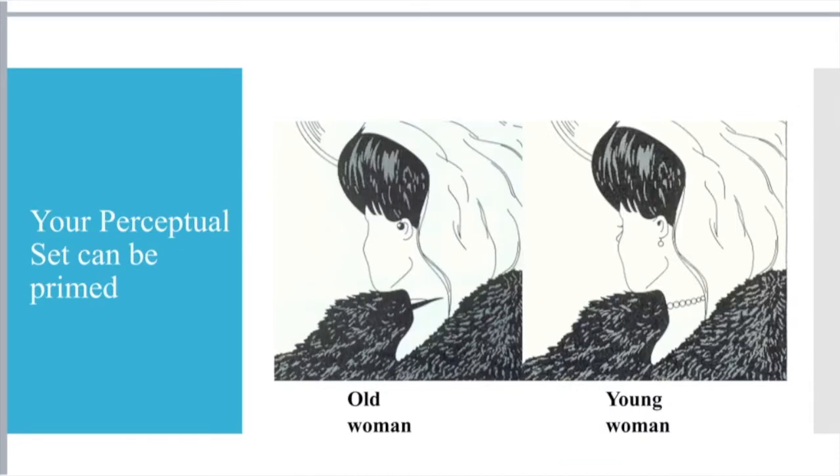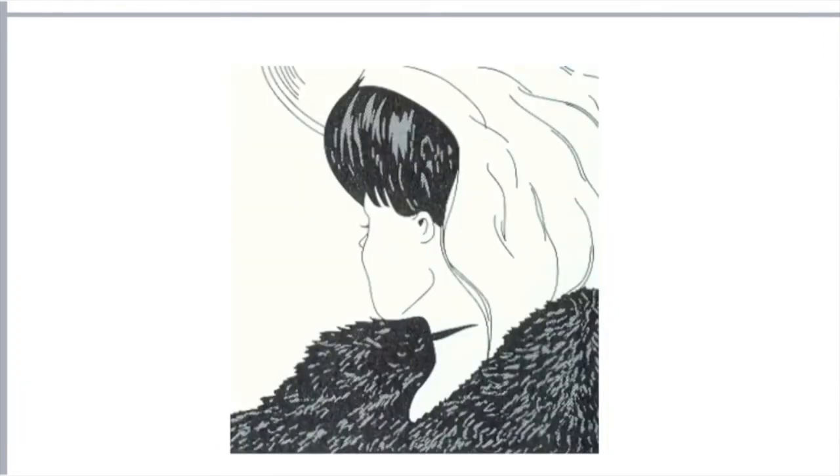Your perceptual set can be primed. You see the words old woman, and you look at the screen and you see an old woman, right? If you look at the right side where it says young woman, you'll pretty quickly see the young woman. Whereas if I were to put this up on the screen without any words, it's really difficult to jump back and forth. Once you see it, you see it. But with that priming, if the words old woman are up there, that's what your brain is going to look for. Whereas if I say young woman, that's what your brain is going to be looking for.